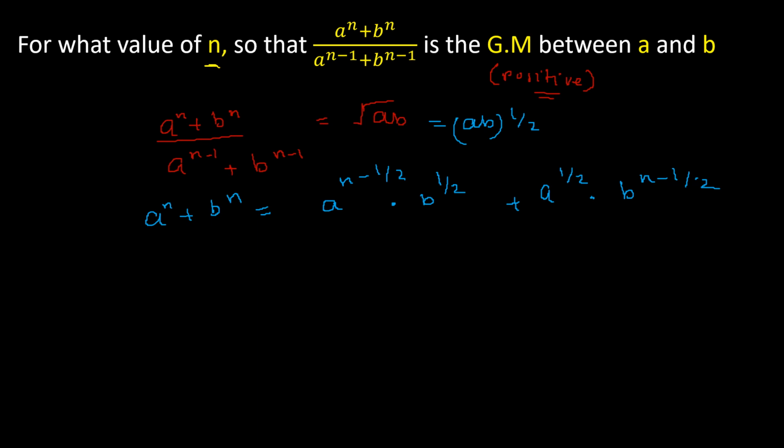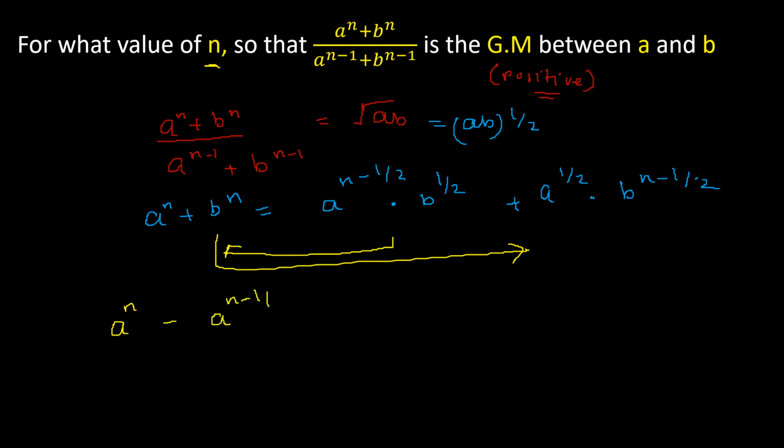Okay, so we take the terms with the highest power to the next one. So we take this term to here and this term to this side, and what we get? Here we get a^n minus a^(n-1/2) times b^(1/2), and that will be equal to a^(1/2) times b^(n-1/2) minus b^n.